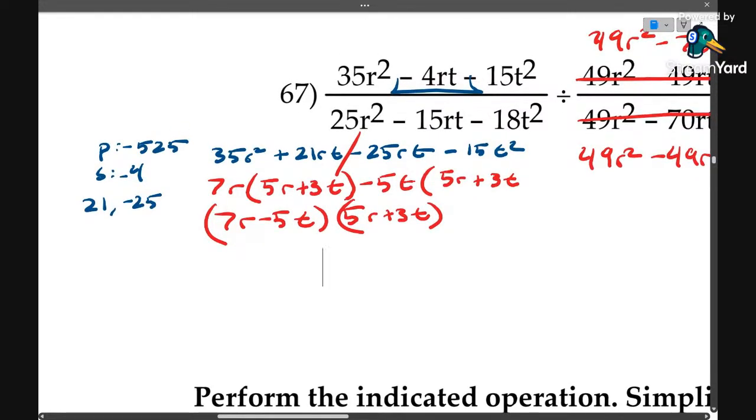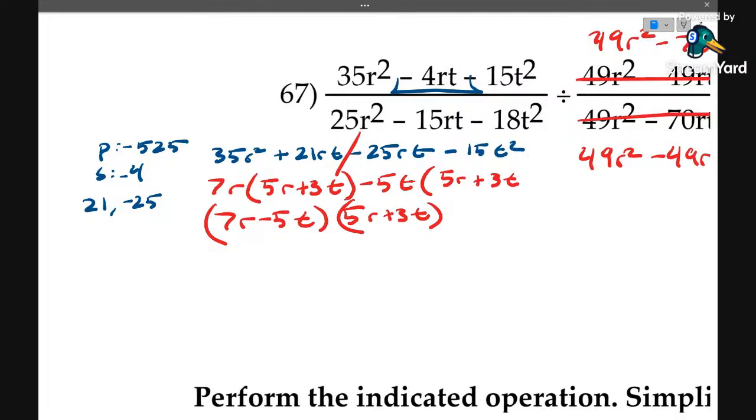Is that it for now? All right, we will pause here. I'll finish factoring this around 12:45. I'll be able to pick back up, and then we'll keep going.